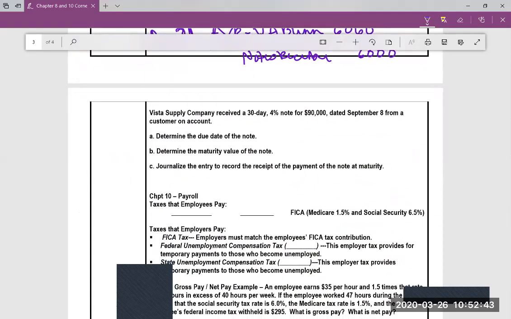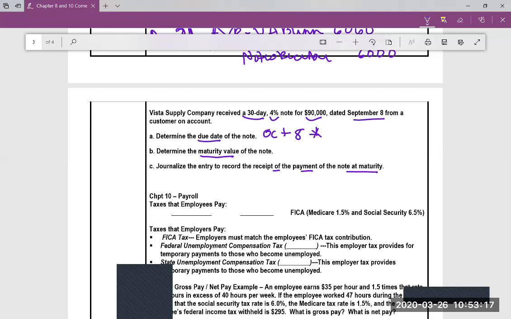One more to go and we are done. Vista Supply Company received a 30-day 4% note for $90,000 dated September 8th. We're going to determine the due date of the note, then the maturity value of the note. Then we'll journalize the entry to record the receipt of the payment of the note at maturity. Well, 30 days from September 8th, just go up to October 8th and then ask yourself, did September have 31 days or 30 days? It only had 30 days, so October 8th is the correct answer.